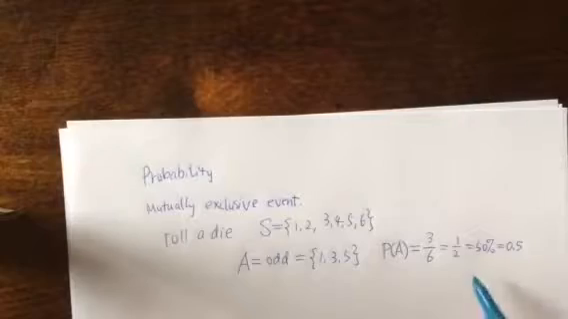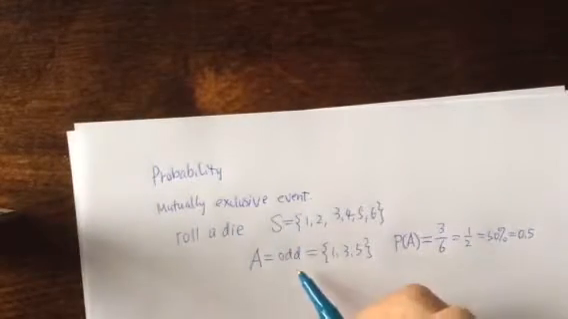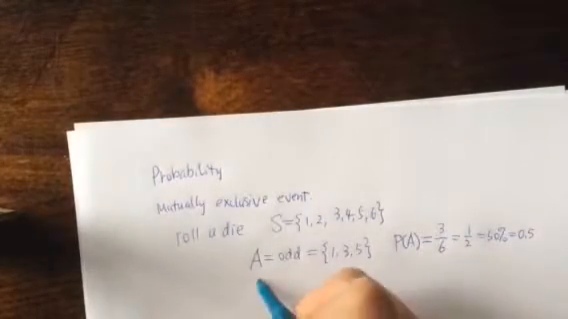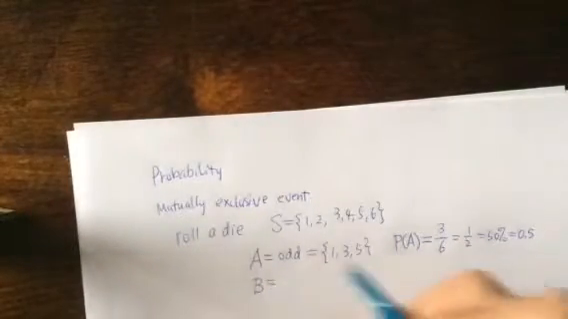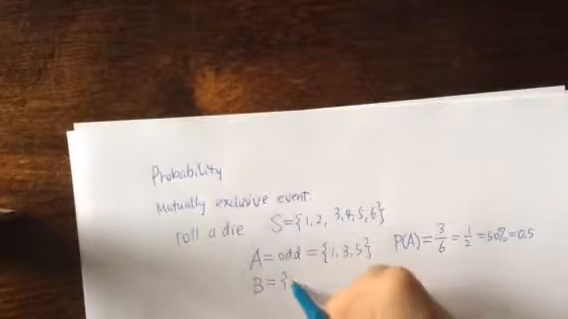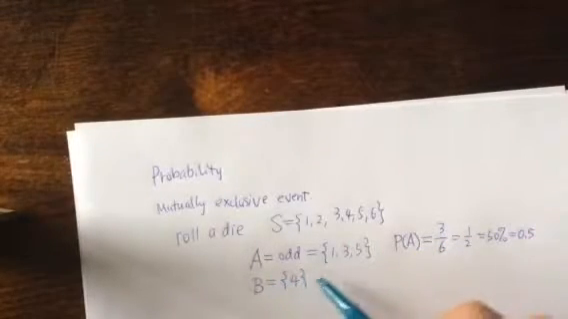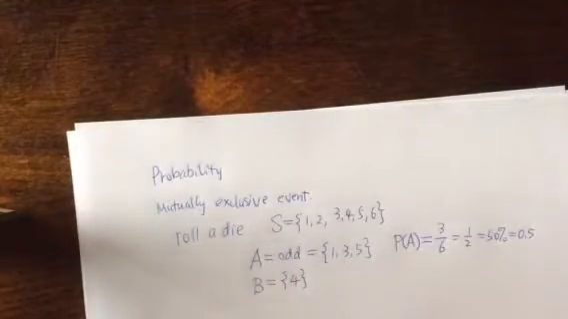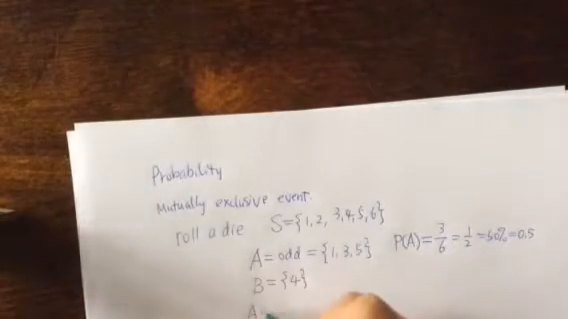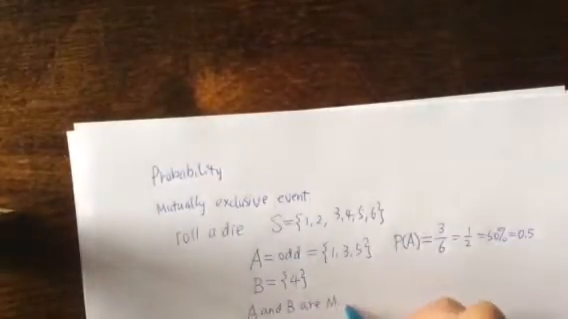And that's the definition for probability. About mutually exclusive: the odd event involves 1, 3, and 5. Now, I'm naming a different event B. Let's say event B represents having the outcome 4. So, do A and B have anything in common? No. In that case, we would say A and B are mutually exclusive.